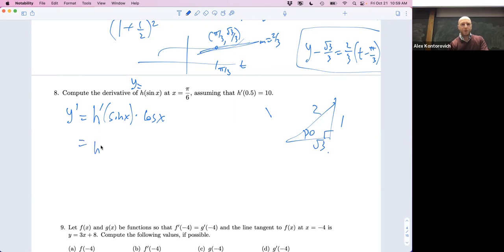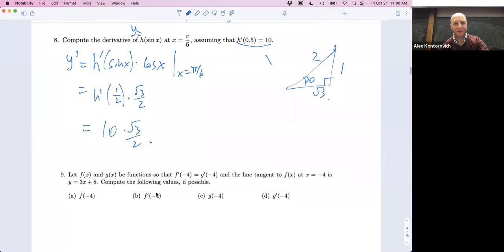So this is h prime of, so this is evaluated at x equals pi over 6. H prime of sine is a half. Oh, good. They told us what h of a half is. H of a half times cosine. Cosine is root 3 over 2. H of a half, we're told, is 10. So this is 10 root 3 over 2 next.